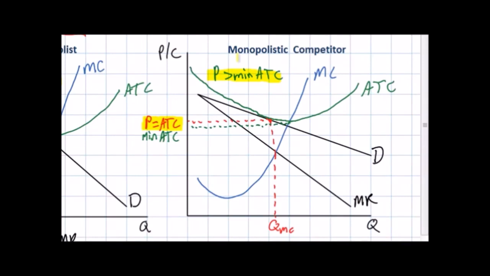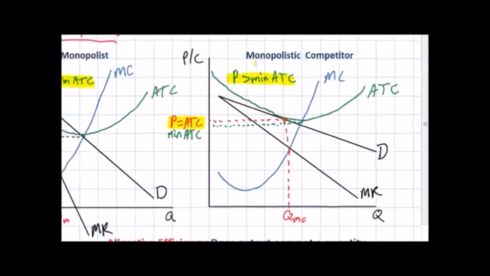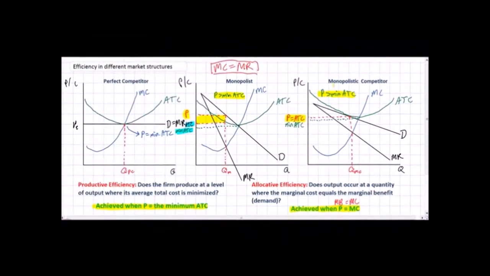achieve productive efficiency. So of the three market structures we've looked at here, only perfectly competitive firms will achieve productive efficiency in the long run. Because there are barriers to entry and because the products produced by imperfect competitors are slightly differentiated, or in the case of a monopolist, totally differentiated from any other firm's output, the firms in these markets will not be forced to achieve productive efficiency due to the lack of competition and the barriers to entry that exist.